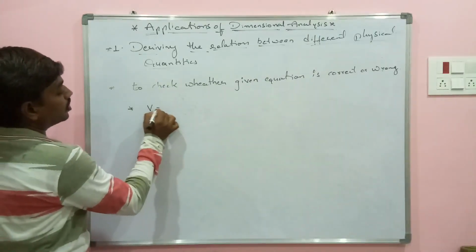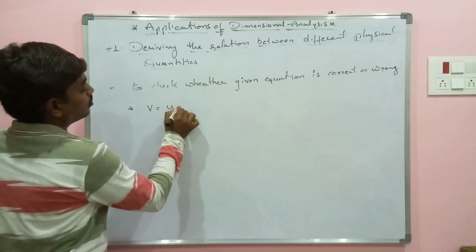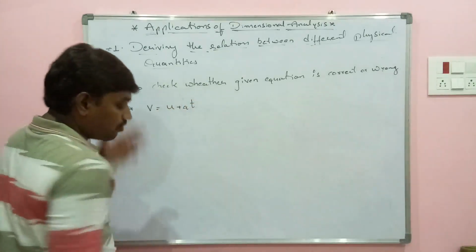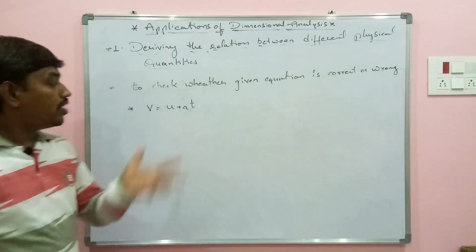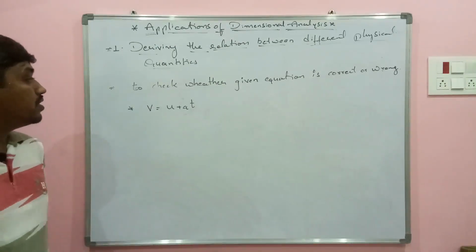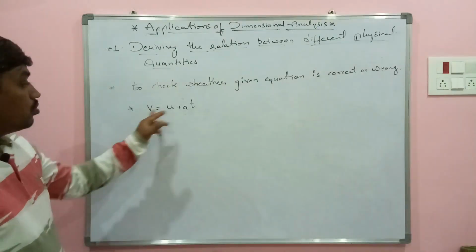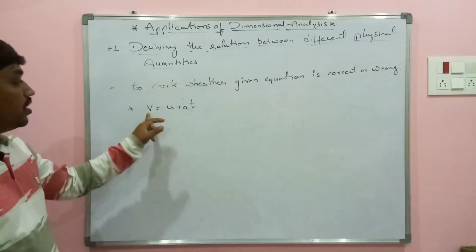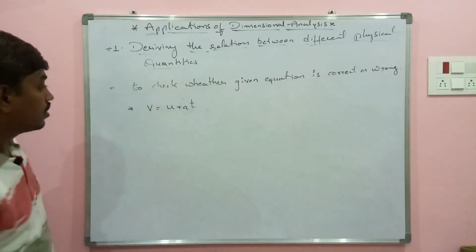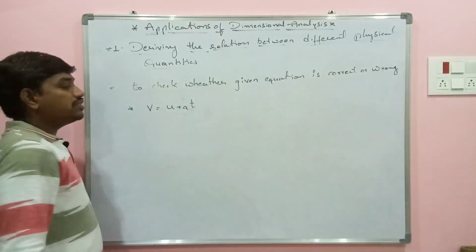So let us see the first example. Consider an equation v is equal to u plus at. This is the first equation of motion. You might have come across it in your lower classes, basically in the 9th class, where you might have used this formula, v is equal to u plus at. Let us check this equation.